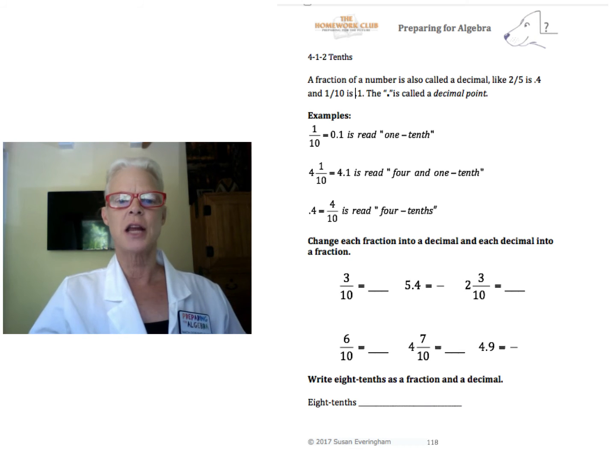So I would like you to change each of these fractions into a decimal and each decimal into a fraction. And please write out 8/10 as a fraction and a decimal. Excellent.